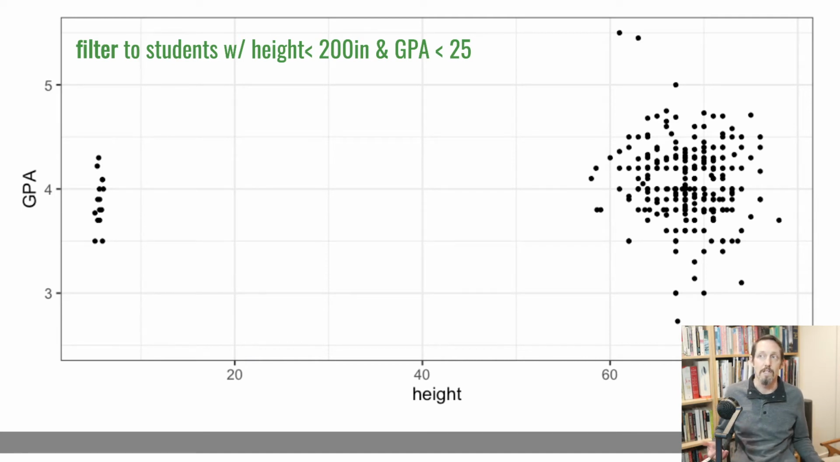So let's eliminate the ridiculous measurements, okay? We're going to filter out GPA to be less than 25 and height to be less than 200 inches, which is still taller than most vehicles. Right. We get something semi-reasonable now, except for the height, where we have a cluster of heights down here, which is like our one person who put their height in feet instead of in inches. So they had several of those last year. So y'all are smarter than 2019.